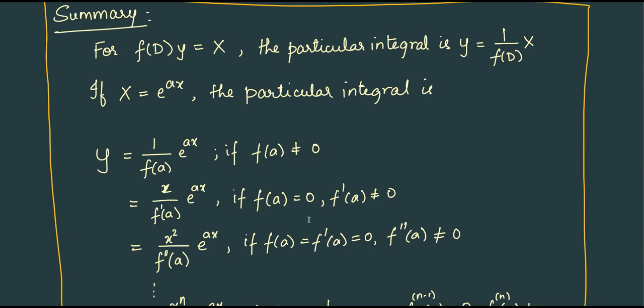e power ax. If a is a root, but a is not a root of the derivative of this auxiliary equation, so f dash a is not equal to 0, then the particular integral is x upon the first derivative f dash a times e power ax. If the function at a is 0 and the first derivative at a is 0, and the second derivative is not 0, then this is the particular integral.